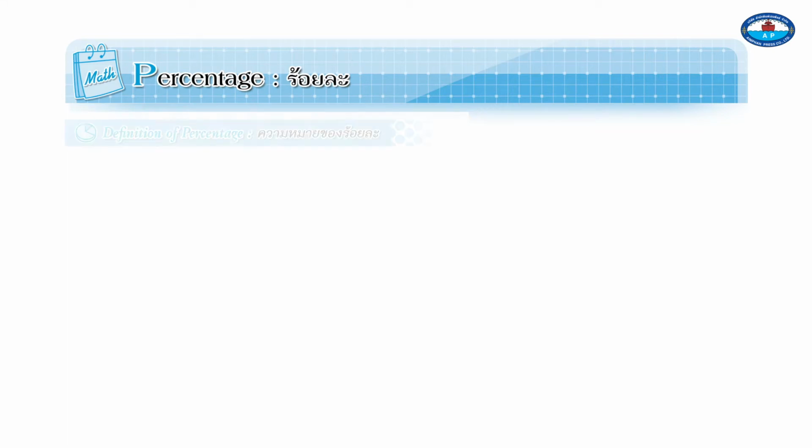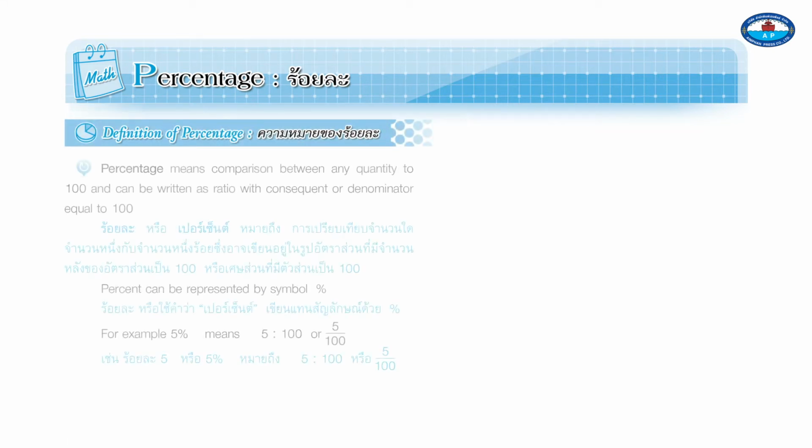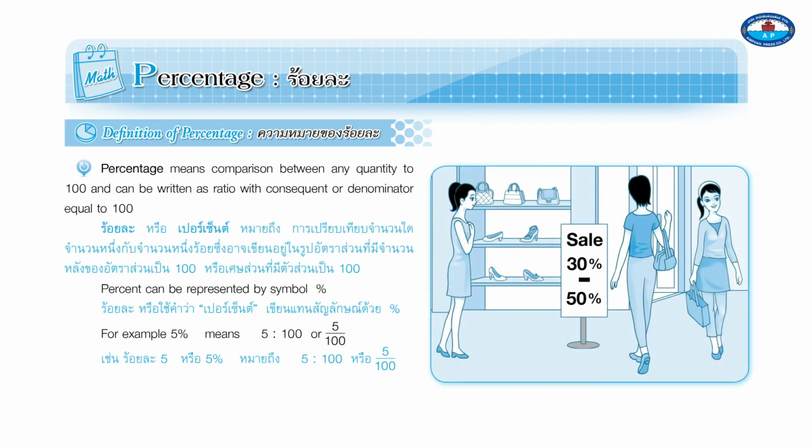Percentage. Definition of percentage. Percentage means comparison between any quantity to 100 and can be written as a ratio with consequent or denominator equal to 100. Percent can be represented by the symbol %. For example, 5% means 5 : 100 or 5 over 100.